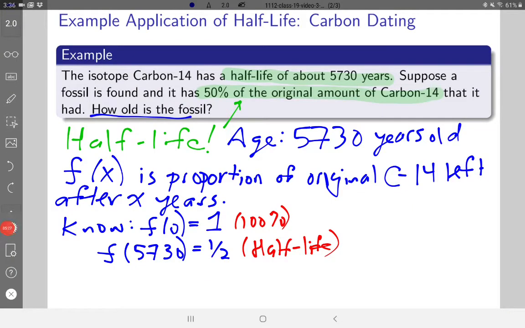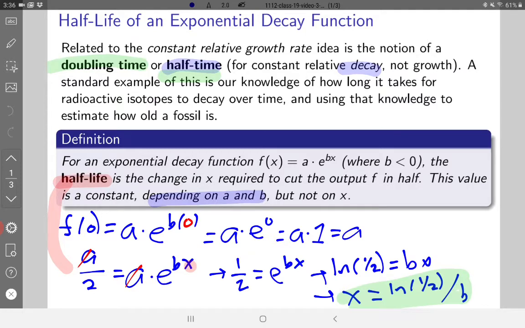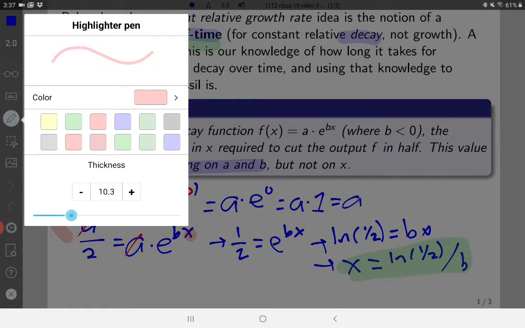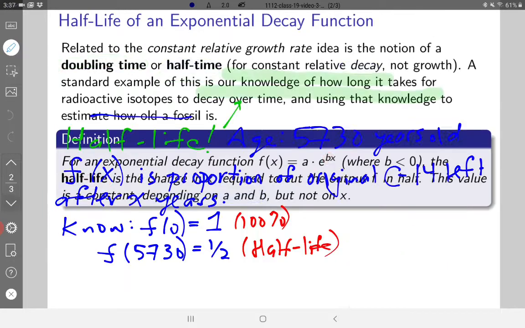Now let's look back to the previous slide where I solved for the half-life of a generic exponential decay function, and I found that it was the natural log of 1/2 all over b, where b is, again, the constant in the exponent part of the exponential decay function. So let's use that in our situation here.